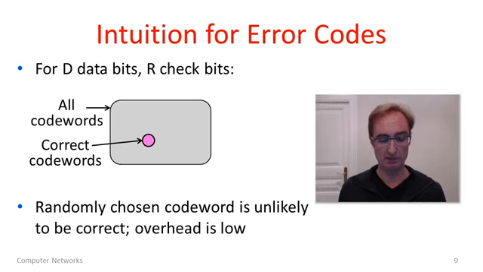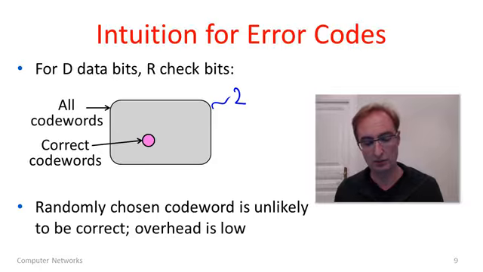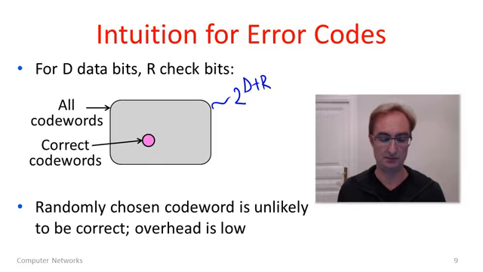Here's a little more intuition as we think about how to design some of our codes. Okay, we have D data bits and R check bits. In this picture, I'm trying to draw just the space of some of these different designs. If we look at all of the code words, how many code words are there? Well, a code word is D plus R bits. So there are 2 to the D plus R possible incoming sequences of D plus R bits that could be received on the other side.